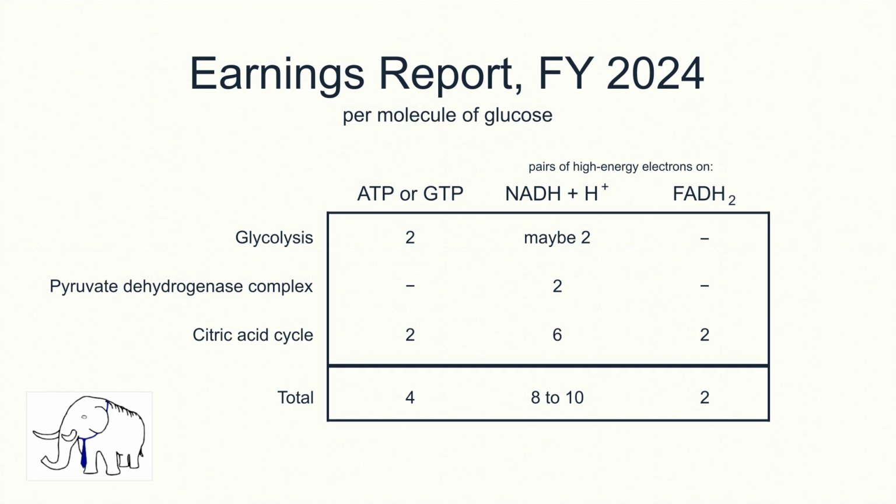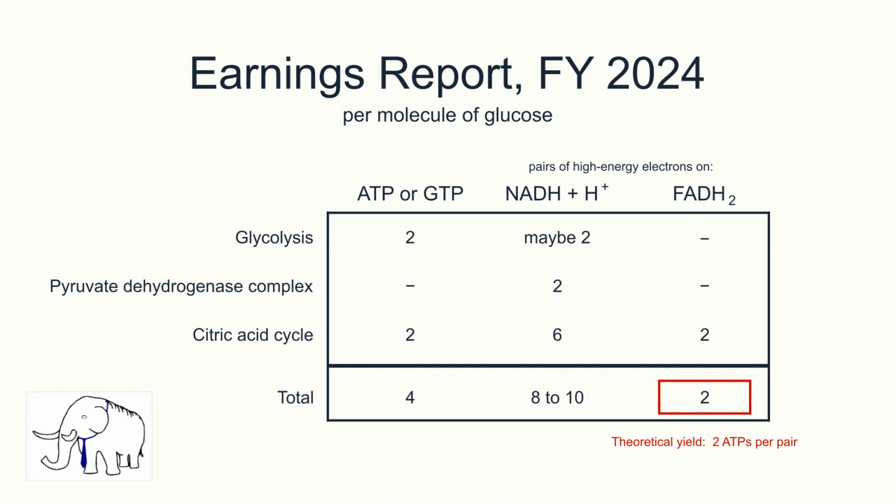The pyruvate dehydrogenase complex makes 2 pairs of high-energy electrons on NADH plus H+ for each glucose molecule. The citric acid cycle makes 2 molecules of GTP, 6 pairs of high-energy electrons on NADH plus H+, and 2 pairs of high-energy electrons on FADH2. We can make a theoretical maximum of 3 ATPs per pair of high-energy electrons on NADH plus H+, and a theoretical maximum of 2 ATPs per pair of high-energy electrons on FADH2.